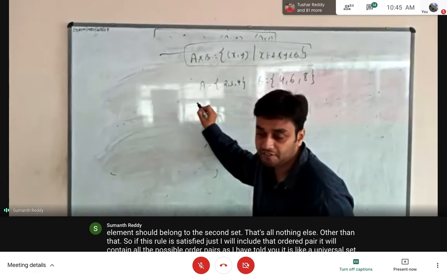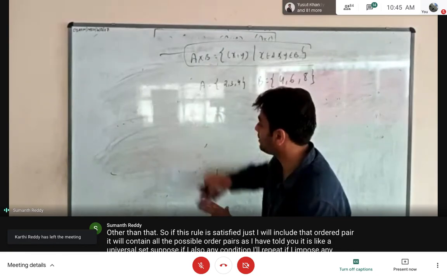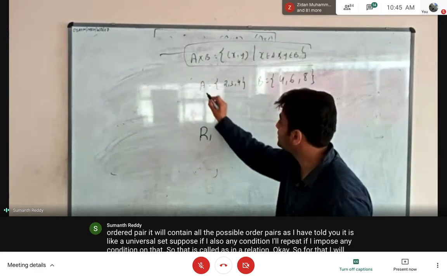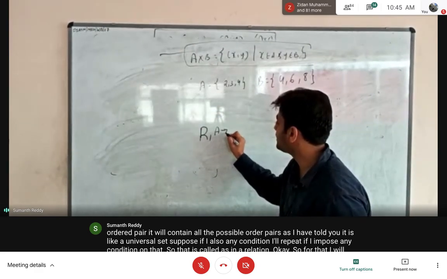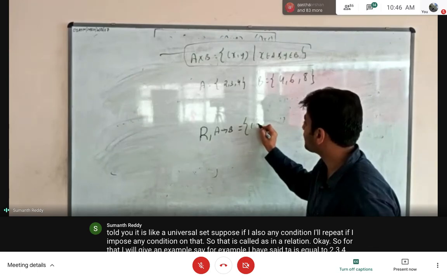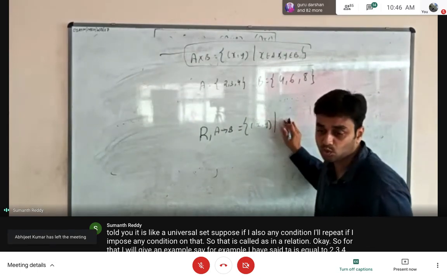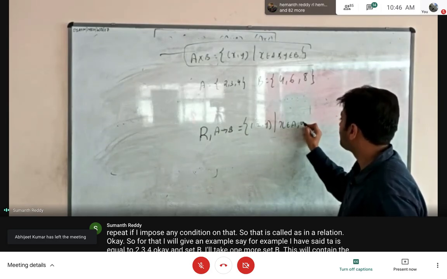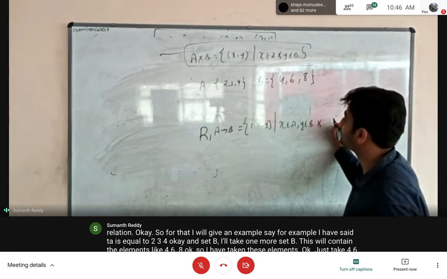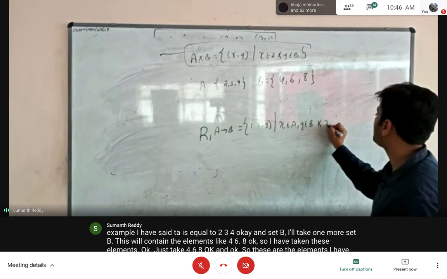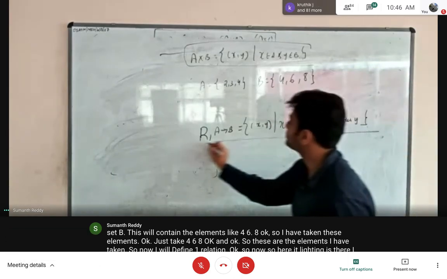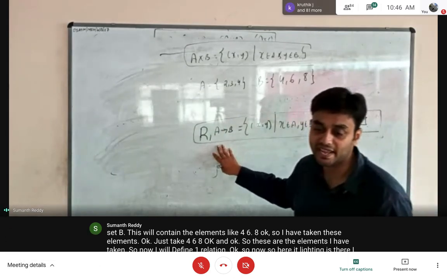So now I will define one relation, R1. R1 is a relation from set A to set B. What does it tell? It tells that it contains the ordered pair, say for example x comma y, such that the first two rules are same, that is x belonging to A, y belonging to B, and along with this, I will impose one condition. The condition might be anything. I will put one simple condition like x divides y. I have put a condition that x divides y.